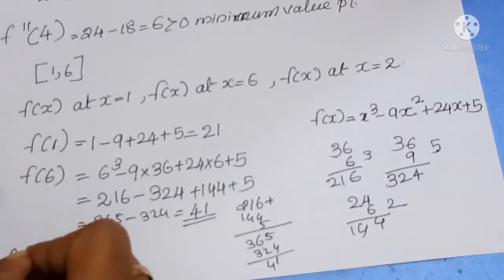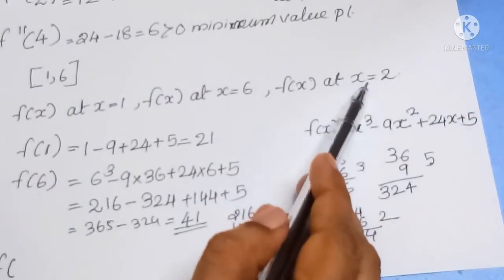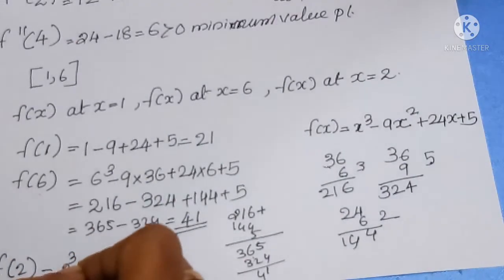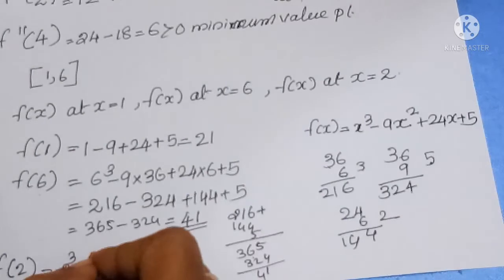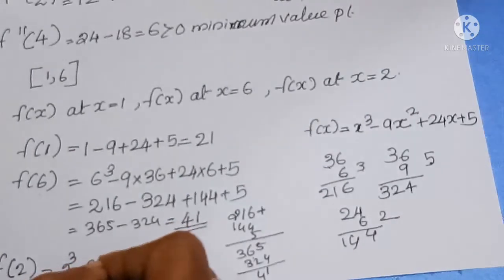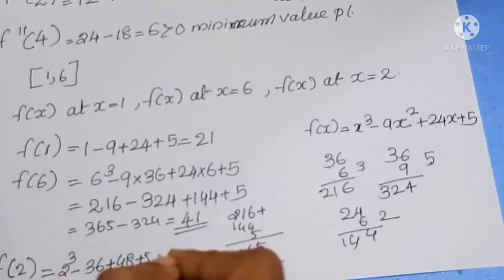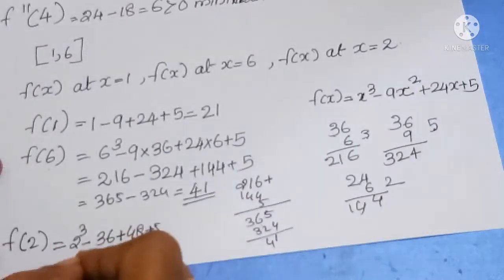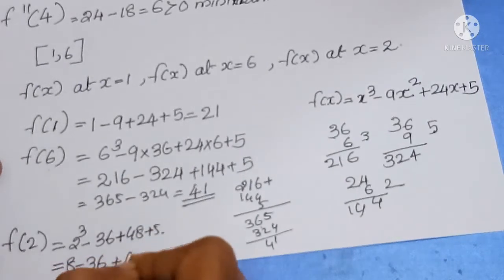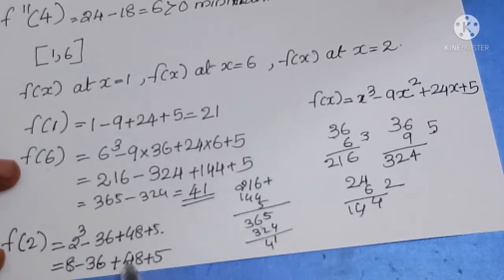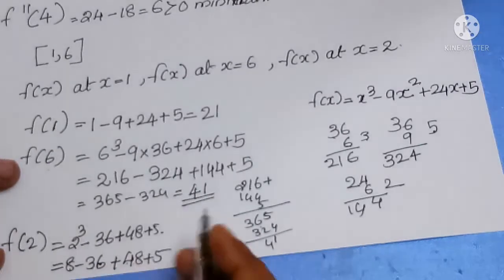Next we need to find out f of x at x is equal to 2. So f of 2 become 2 cube minus 9 into 4, 36, plus 24 into 2, 48, plus 5. What is 2 cube? It should be equal to 8 minus 36 plus 48 plus 5. Here we can subtract 8 minus 36 become minus 28. Okay. So plus 48 become plus 20, plus 5 equal to 25.